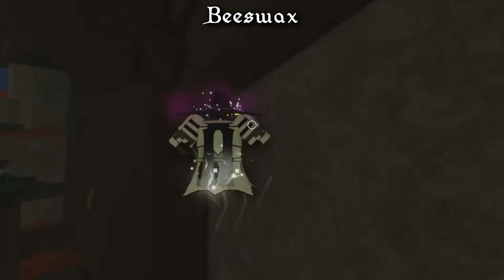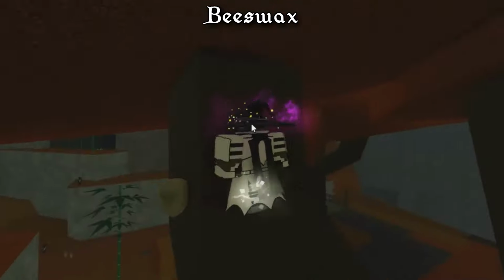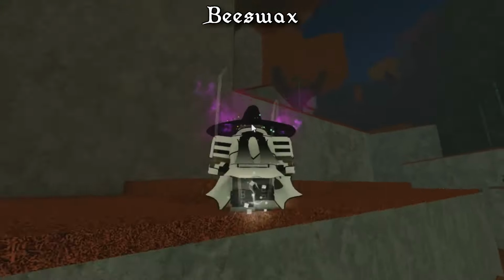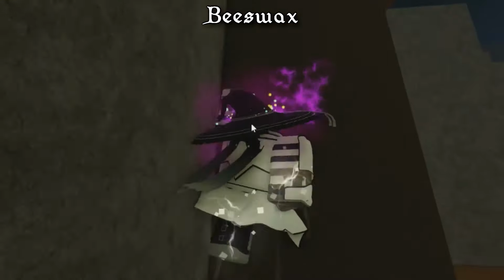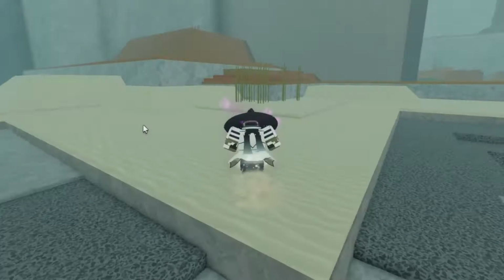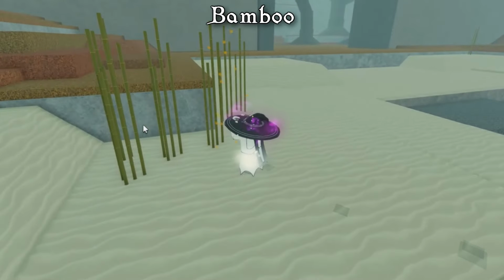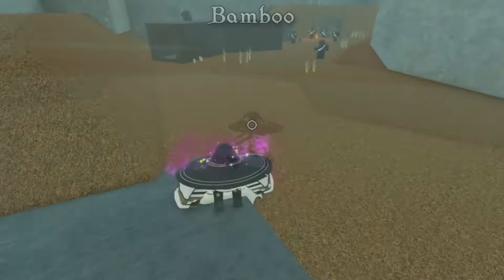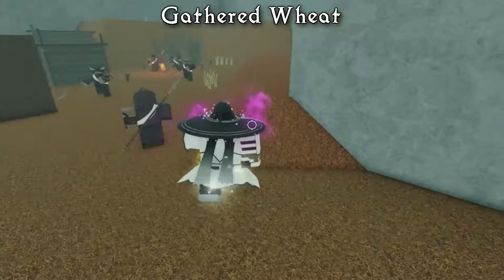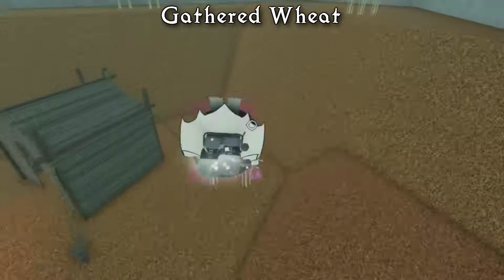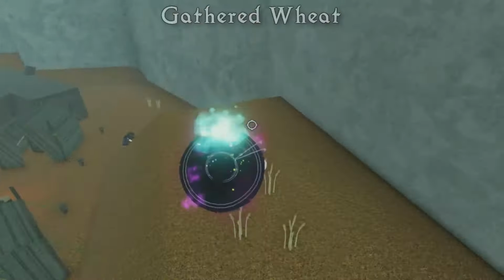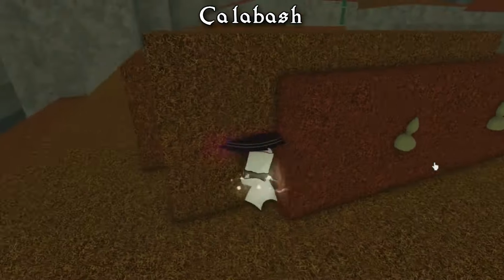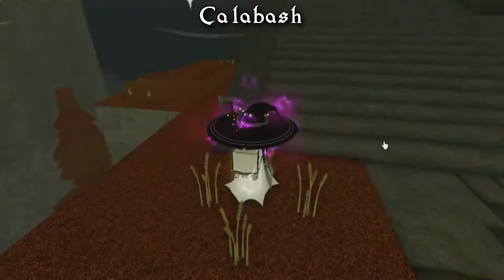Beeswax are in the Etrian wilds, by the cave to the docks and right outside the docks entrance. Bamboo can be easily found by the beach entrance of Arisia. Gathered wheat can be found all around the nomad camp in the Etrian wilds. Calabash can be found in the Etrian wilds as well as right outside of the Etrian palace.